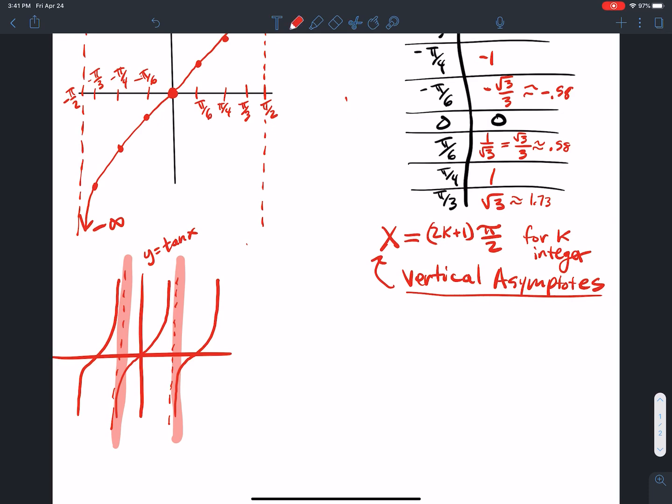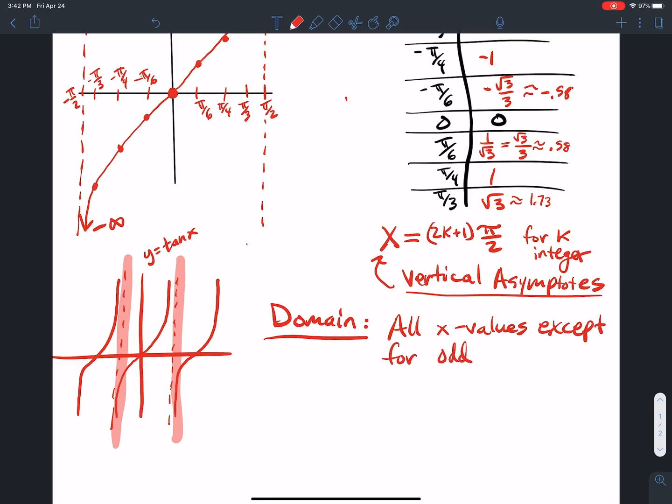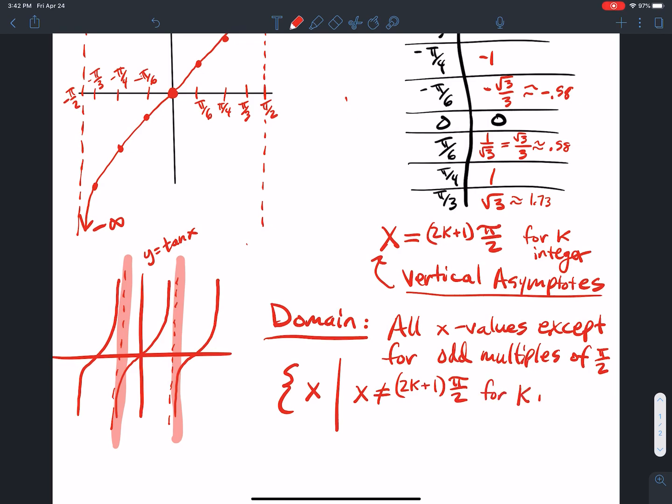What else? What other properties do I have? The domain. The domain is all the x numbers except for odd multiples of pi over 2. Now, if you were asked to put this into set notation, it would look like x such that x is not equal to 2k plus 1 times pi over 2 for k an integer.